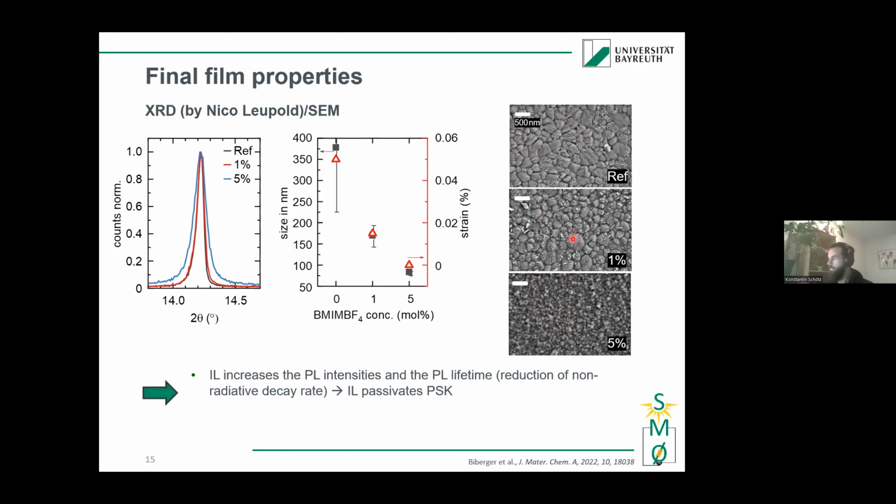Possibly the size of the grains is also related to the crystal growth rate. So it might be that there's room for improvement to change the processing in a way to speed up the crystallization for this high ionic liquid content.